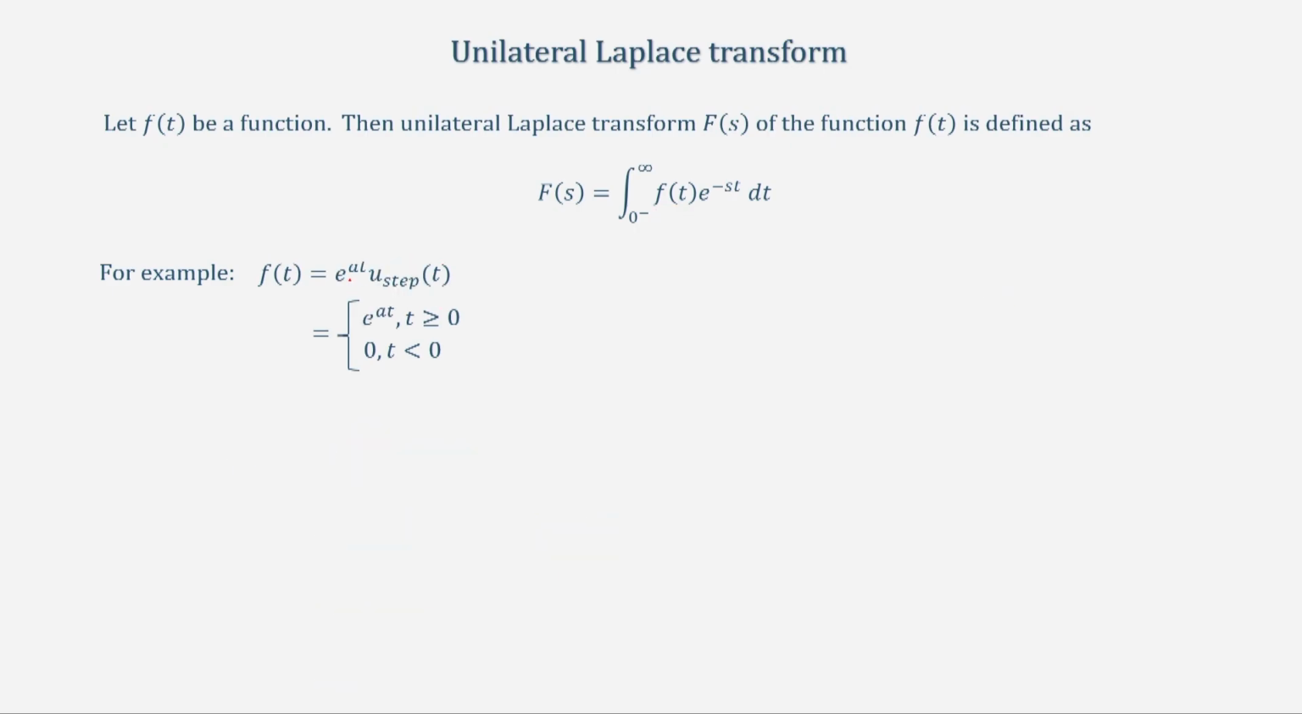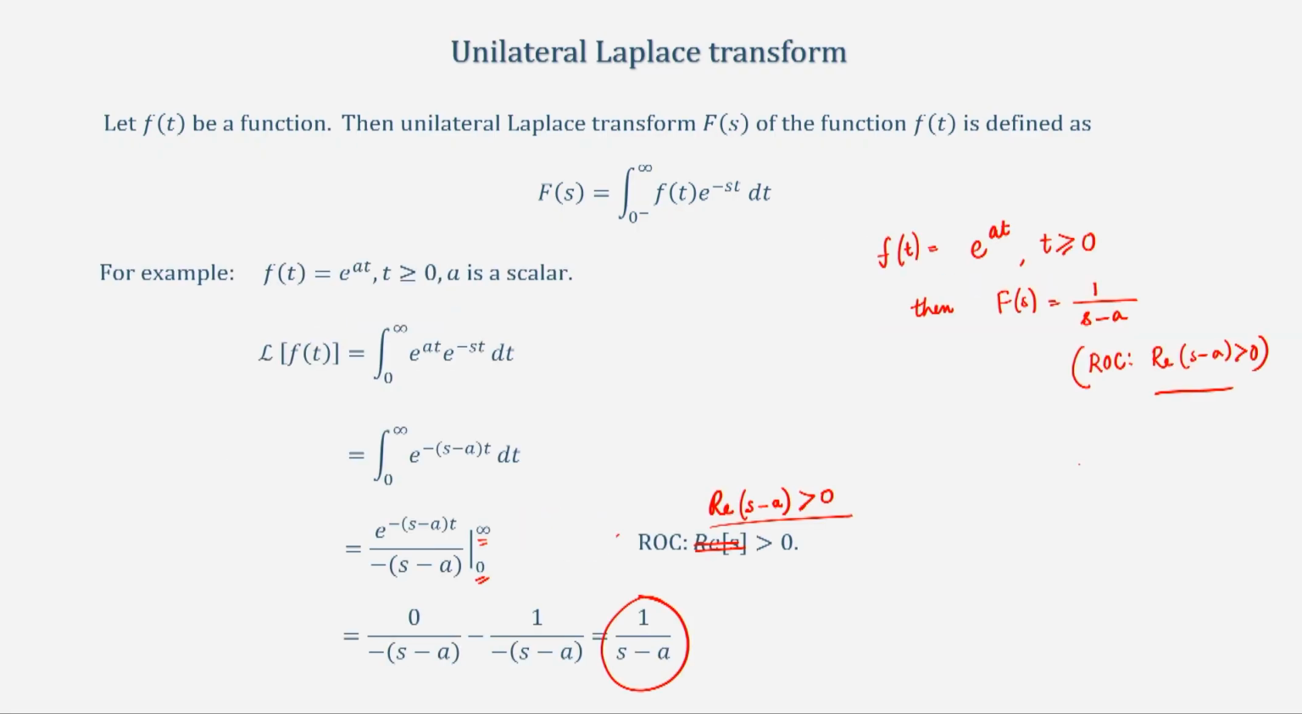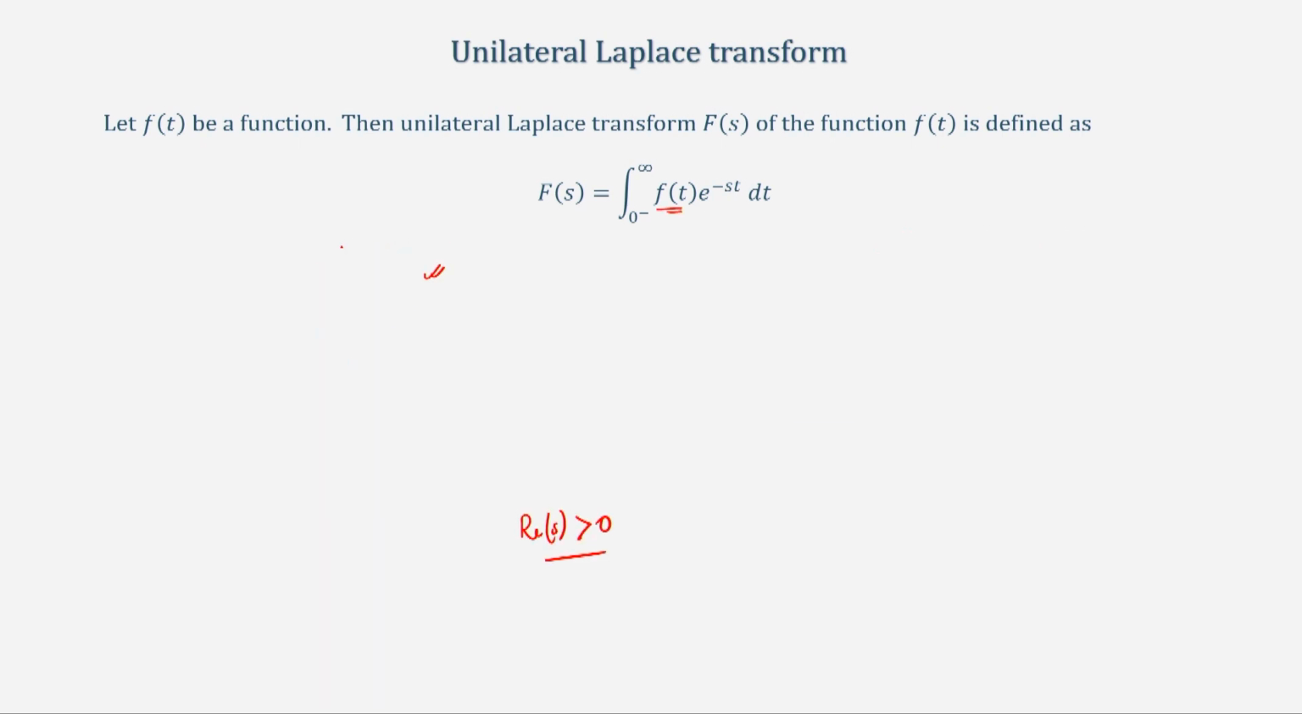What is the Laplace transform of e to the power of at times the unit step then? We have already found out the Laplace transform of e to the power of at. Let me go back. e to the power of at for t greater than or equal to 0 is 1 by s minus a. Then what is this, e to the power of at times u step t? This is also the same, right? The meaning of this statement and the meaning of this statement is the same, right? These and these are the same thing. So we have already found out.